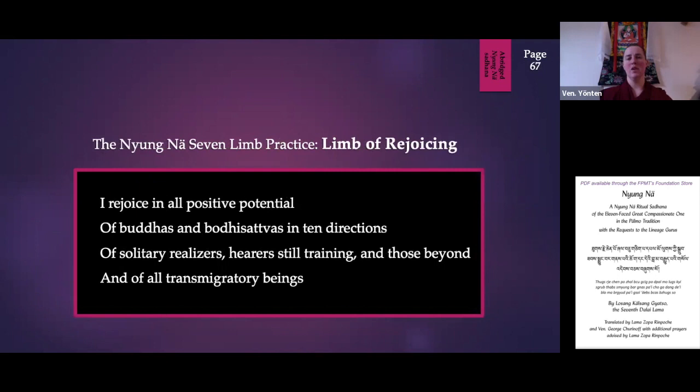I rejoice in all positive potential of the Buddhas and Bodhisattvas in 10 directions, of solitary realizers here still training and those beyond, and of all transmigratory beings. And so rejoicing in our own positive actions, those of our peers and the people that we know, as well as all the Buddhas and Bodhisattvas and all of our teachers.